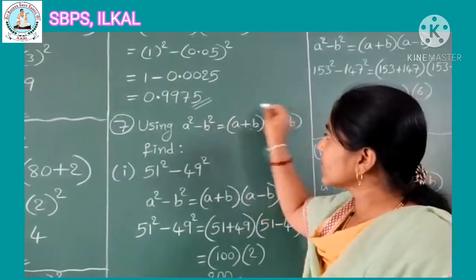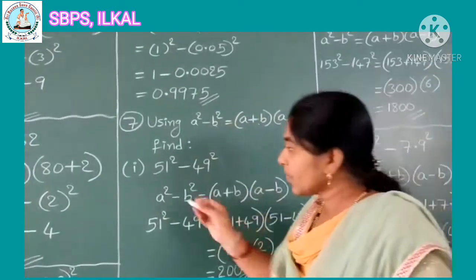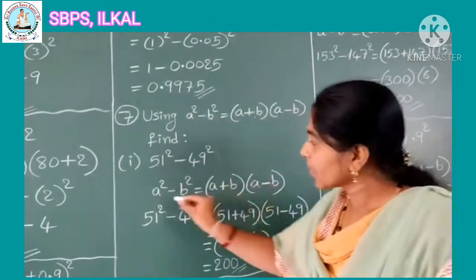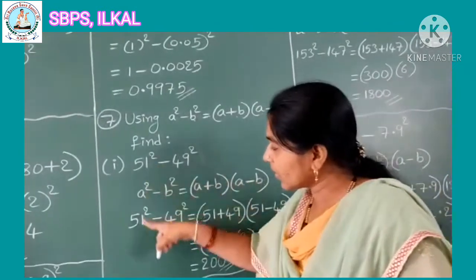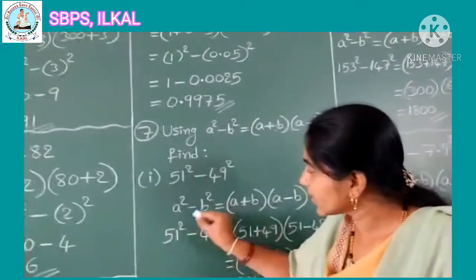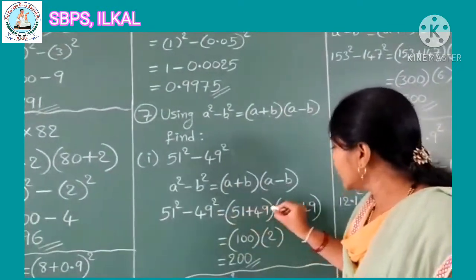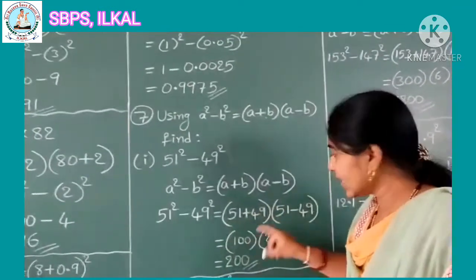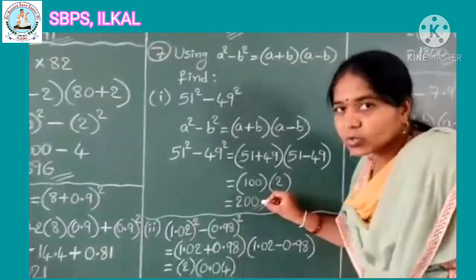Okay. Next main, using a square minus b square is equal to a plus b into a minus b, find. This identity only we have to use, children, to solve the next problems. First one, 51 square minus 49 square. Okay. A square minus b square is equal to a plus b into a minus b. Then 51 square minus 49 square is equal to, in the place of a 51, in the place of b 49, we write 51 plus 49 into 51 minus 49. These two addition, 100 we will get. These two subtraction, 2 we will get. Okay, 100 into 2 is 200.